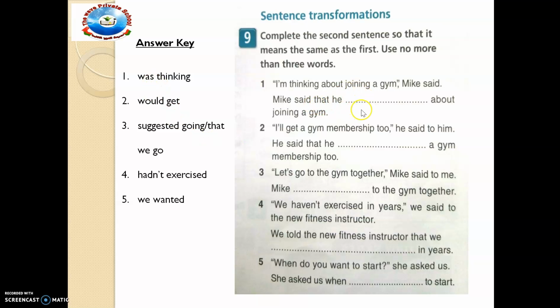Yes. Mike said that he was thinking about joining a gym. So for the others you put would get, suggested going, or you can use that we go, hadn't exercised, and we wanted for number 5. So put them down there. Okay? Have you done that?